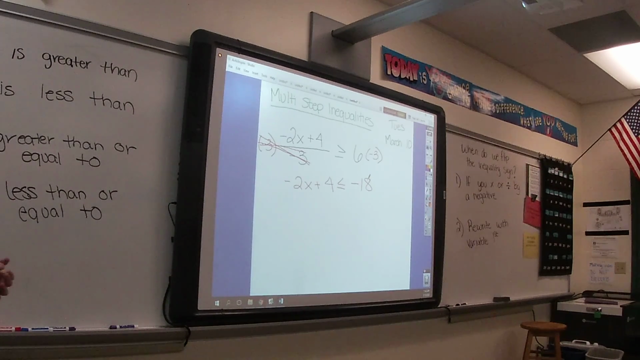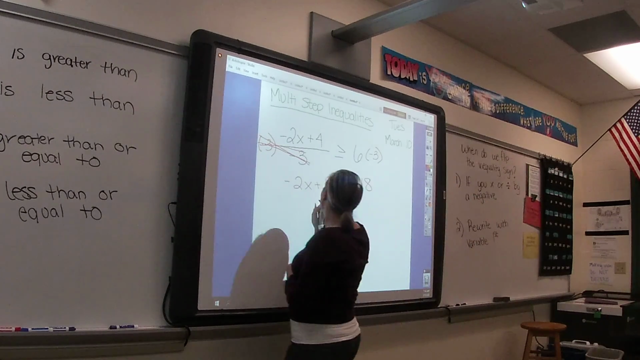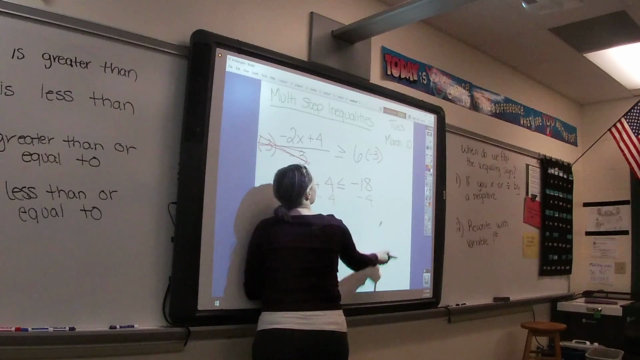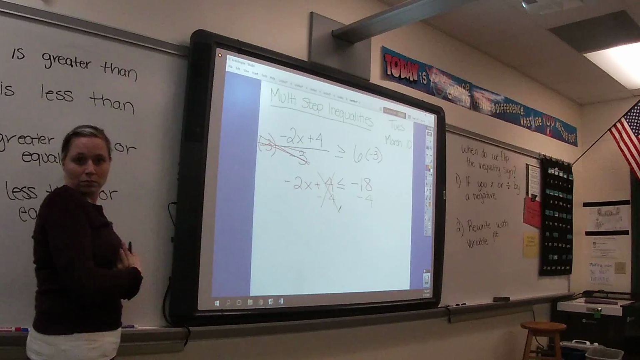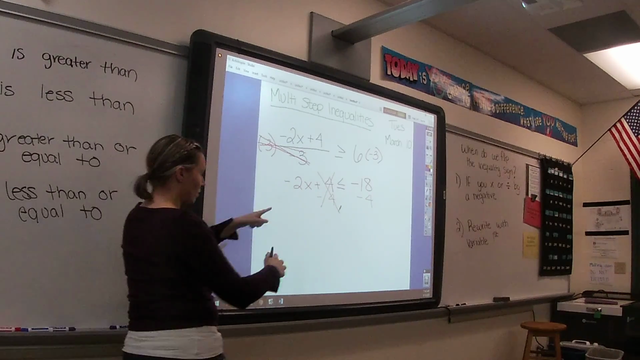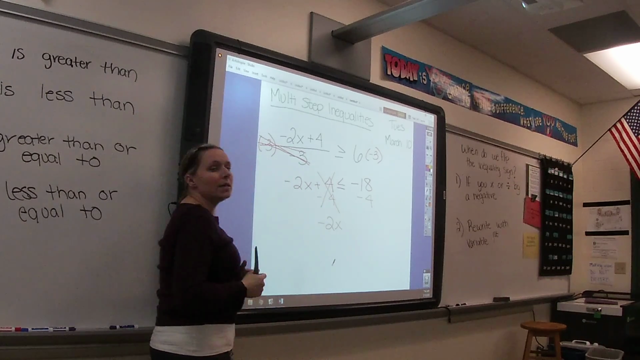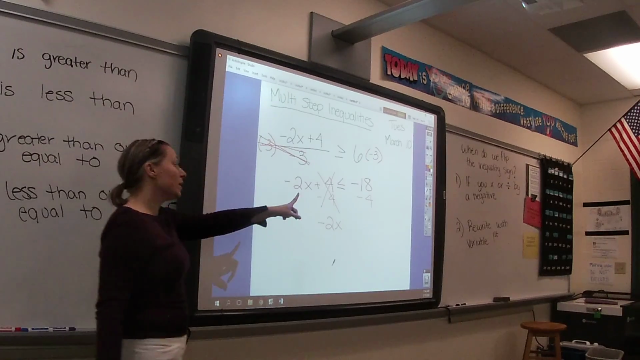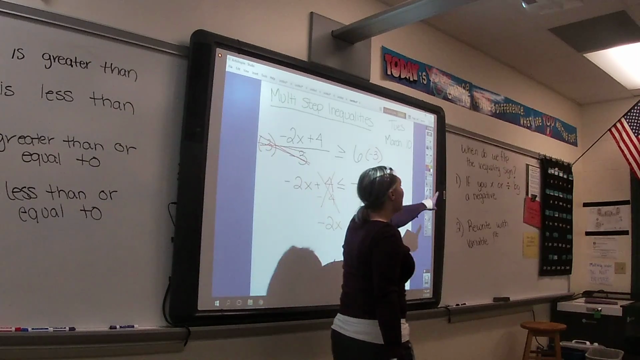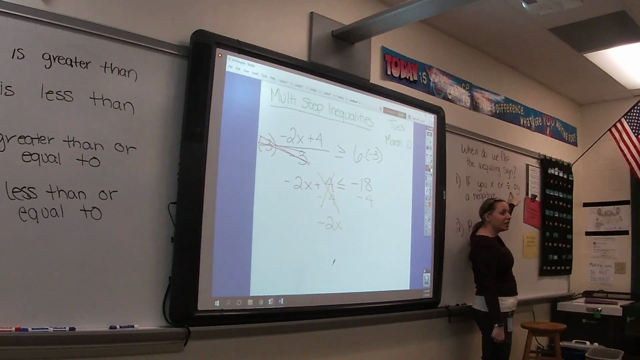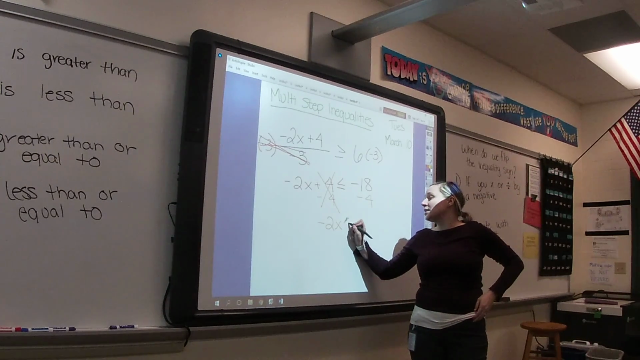Rachel, what am I going to do next? You're going to subtract 4. Excellent. So I'm going to subtract 4 from each side. Those are going to cancel. So that leaves us with a negative 2x. Is subtracting 4 a reason to flip the sign? No way. No, right? Because it only matters if it's multiplication or division, and this is subtraction. So the sign stays the same.